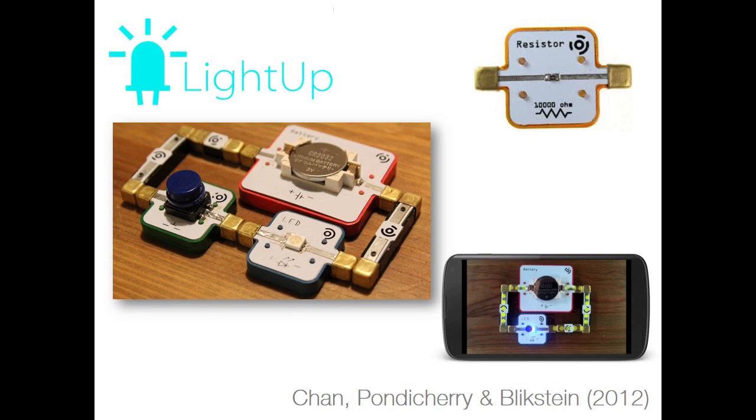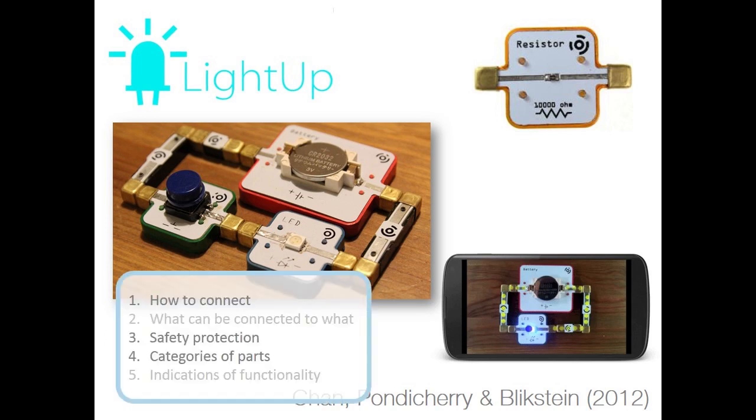This is another example from my lab. It's called Light Up. It's also being demoed here, where, again, a lot of those things are communicated just by the design: how to connect things, safety protection so you can't blow up things. The parts are color-coded and all of that. And we took a slightly different take here. We allow kids to connect things in the wrong way because we wanted them to make mistakes sometimes.